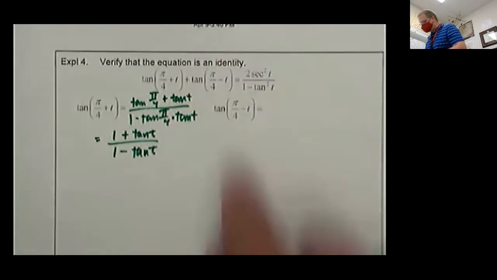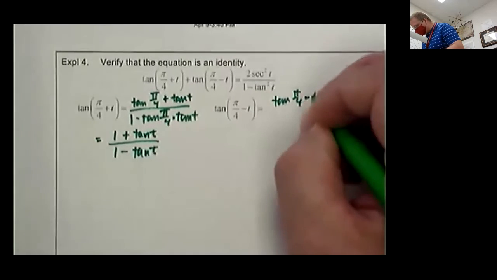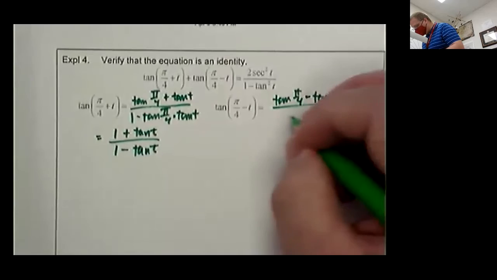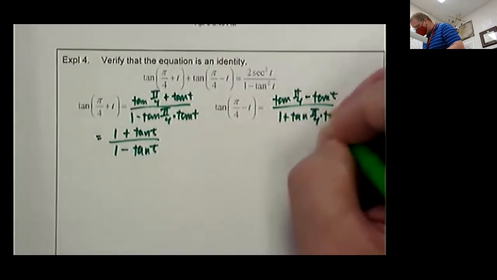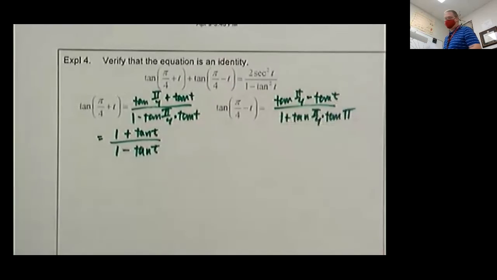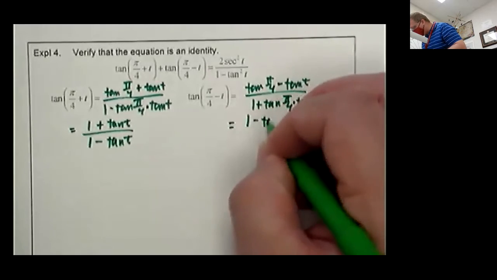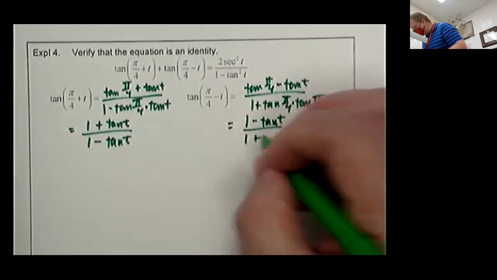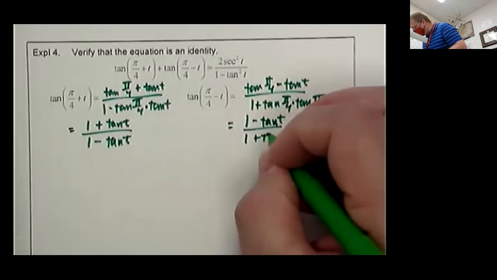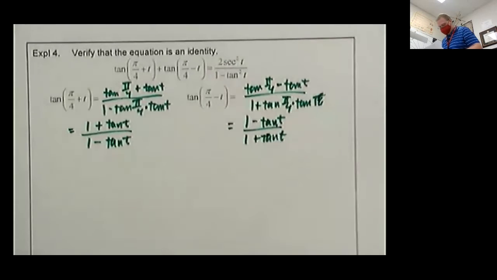On the right-hand side, tangent of pi/4 minus t is tangent of pi/4 minus tangent of t all over 1 plus tangent of pi/4 times tangent of t. Again, we're going to luck out because tangent of pi/4 is just 1. And so we can rewrite this as 1 minus tangent of t over 1 plus tangent of t. That looks like a pi; that's supposed to be just a tangent of t.